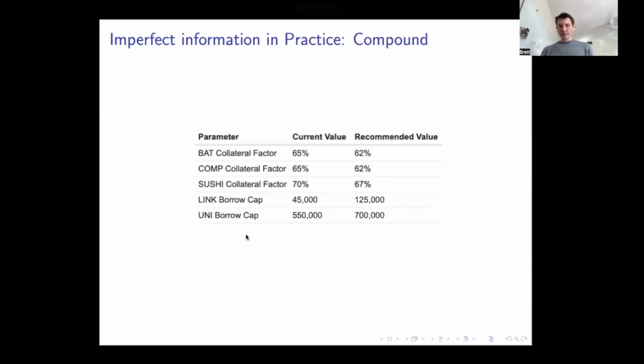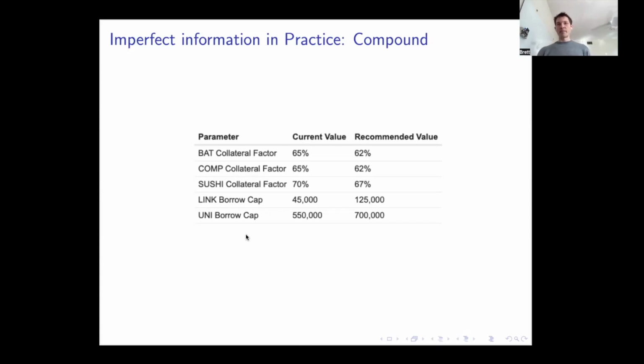And so I mentioned earlier a little bit, but the kind of model that we want to think about is when people have imperfect information. Here's an example vote from Compound, where somebody has proposed: the collateral factor for the BAT token is currently 65%. Should we change it to 62%?